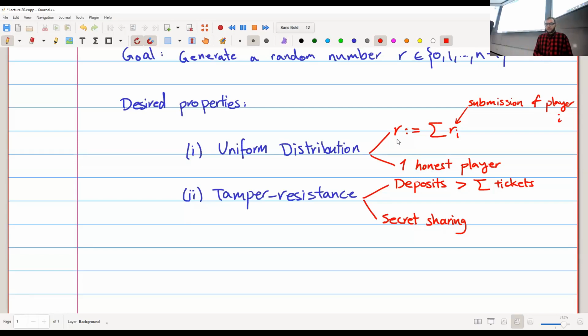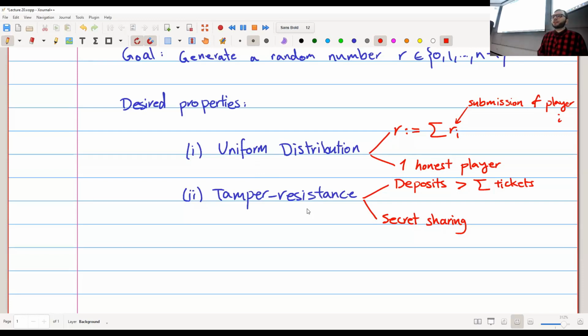But we saw that the secret sharing scheme also had its own problems. And again, if we want to look at these two properties, we had the first property that was fine. As long as we had one honest player, we would get a uniform distribution. But when it came to tamper resistance, we had to say that at least half of the players, actually strictly more than half of the players, are honest. And this was like at the end of the previous session.